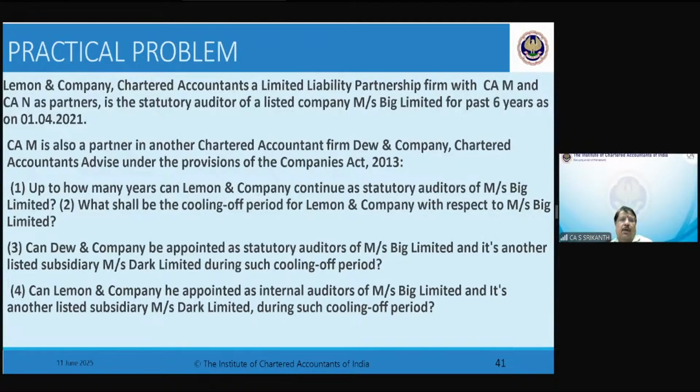Kindly read this and write 1, 2, 3, 4 and your answers. I know it will take a little time. This is a good point in time to have a break. So now the time is something like 7:15. Let's have a small break for say 10 minutes. By then you can also work on this.